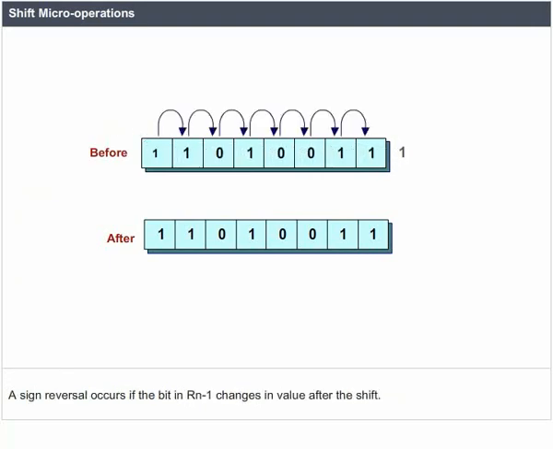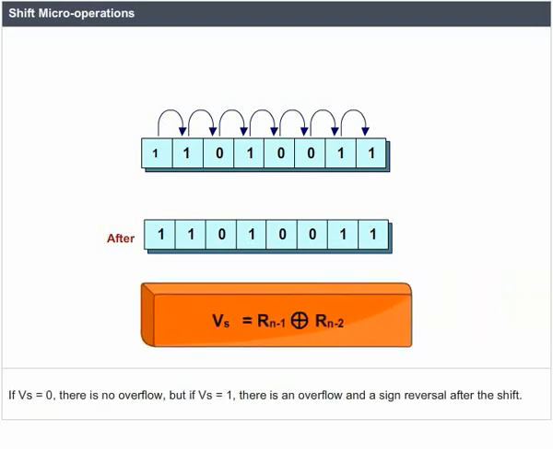A sign reversal occurs if the bit in Rn-1 changes in value after the shift. This happens if the multiplication causes an overflow. An overflow flip-flop Vs can be used to detect the overflow. If Vs is equal to 0, there is no overflow. But if Vs equals 1, there is an overflow and a sign reversal after the shift.